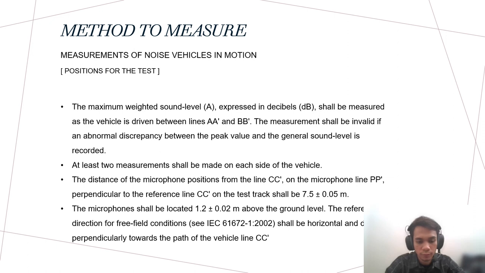The distance of the microphone positions from the line CC, on the microphone line PP perpendicular to the reference line CC on the test track, shall be 7.5 plus or minus 0.05 meter. The microphone shall be located 1.2 plus or minus 0.02 meter above the ground level. The reference direction for free field conditions, IEC 61672-1:2002, shall be horizontal and directed perpendicularly towards the path of the vehicle's line CC.